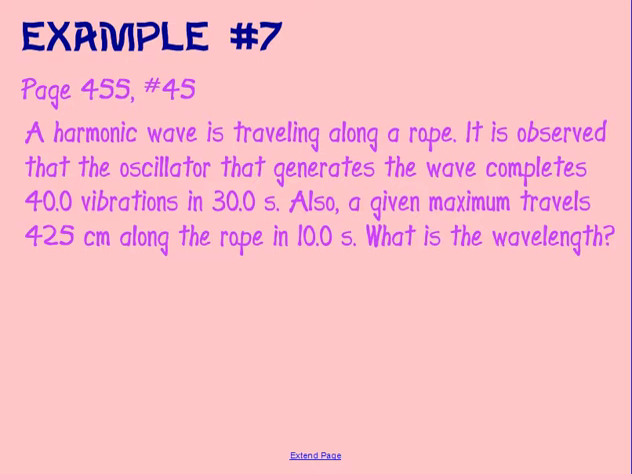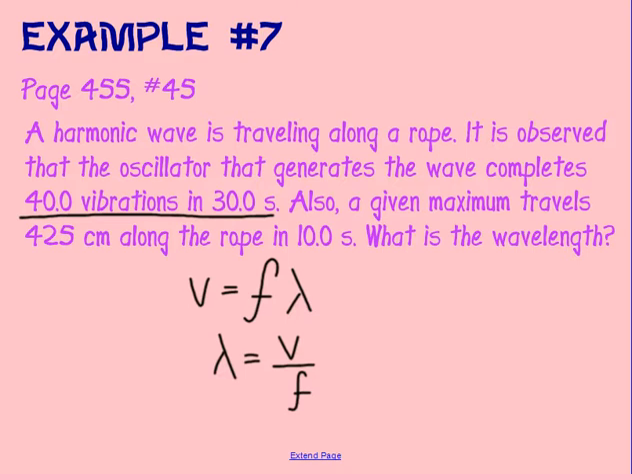We only have one equation that has wavelength in it, and that's our new equation. Speed is frequency times wavelength. That means that wavelength is equal to the speed divided by the frequency. However, this problem does not give us the speed or the frequency, so we need to calculate those. We'll start off using the information that there are 40 vibrations in 30 seconds.